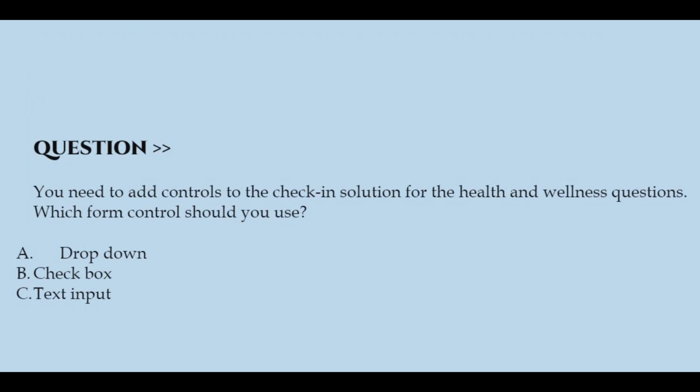Next is, you need to add controls to the check-in solution for the health and wellness questions. Which form control should you use? Option A, drop down. Option B, checkbox. Option C is text input.